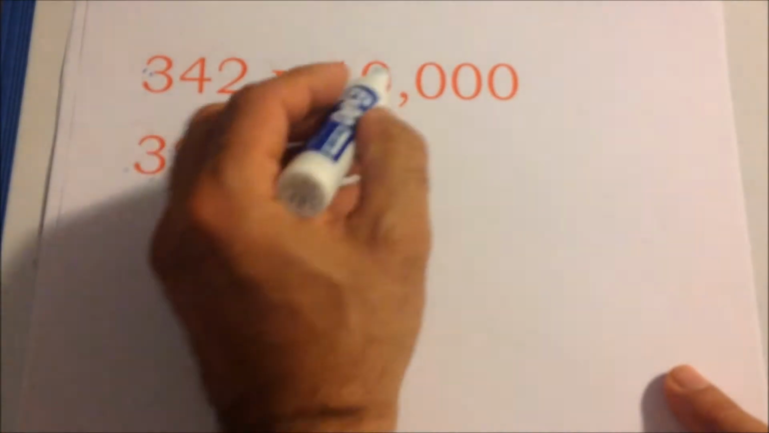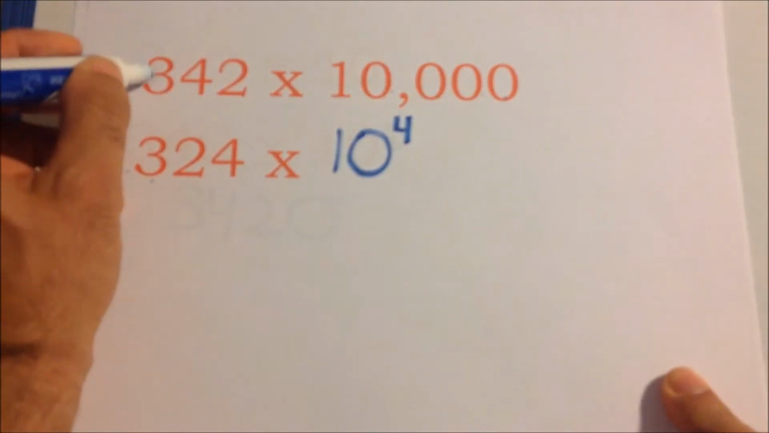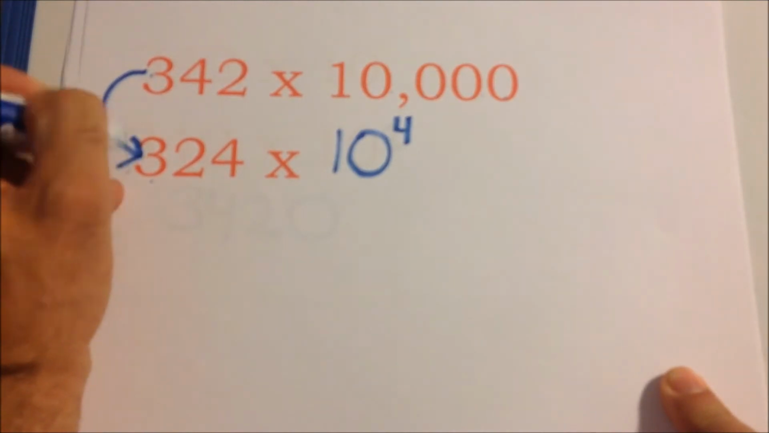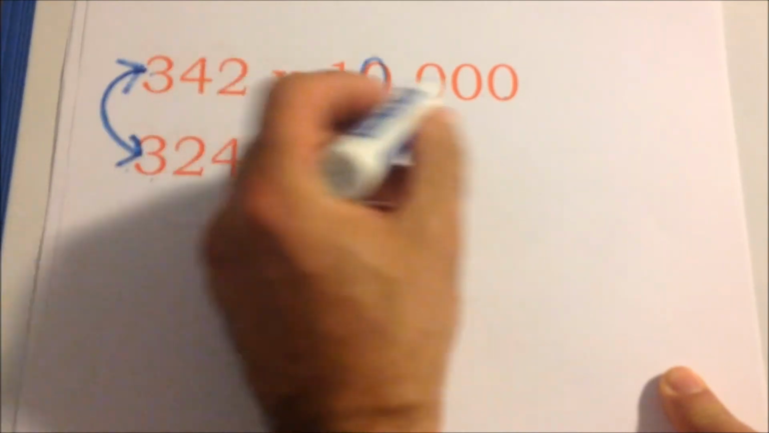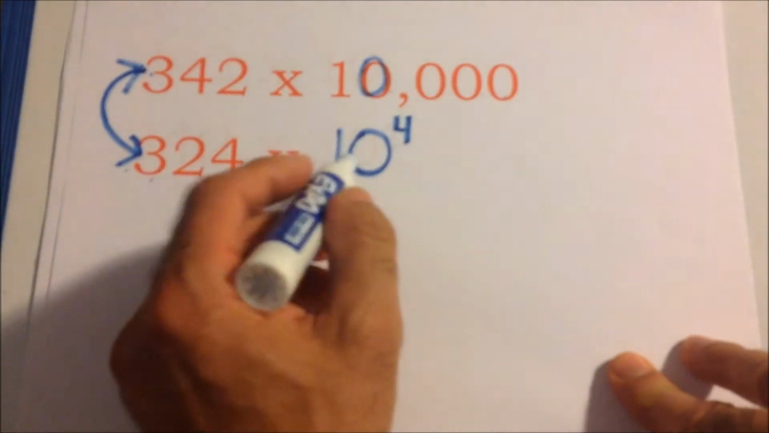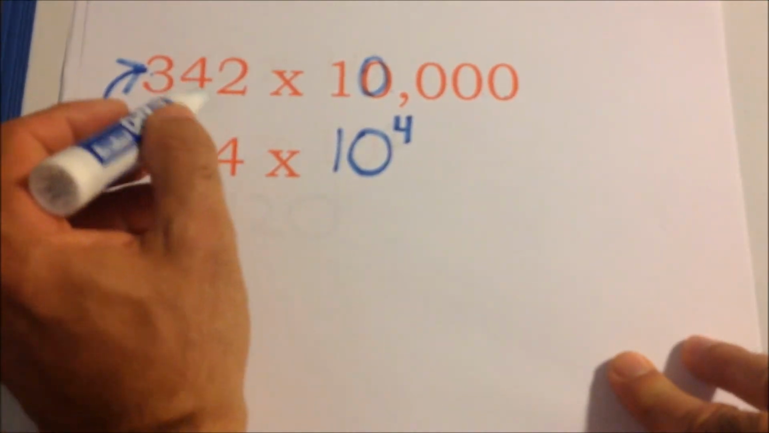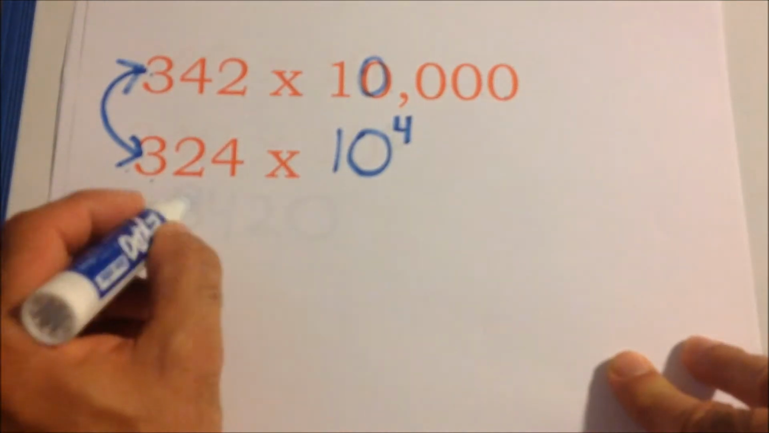We'll count the zeros. 1, 2, 3, 4. So the exponent should be 4. So this and this are equal. It's the same thing. You can write it in standard form, remember standard form, or in exponential form. So if we wanted to show this again, 342 times 10 to the 4th power. How many zeros? 4.